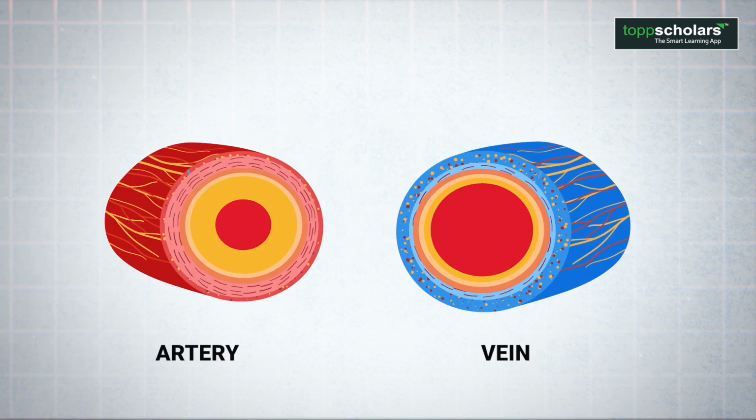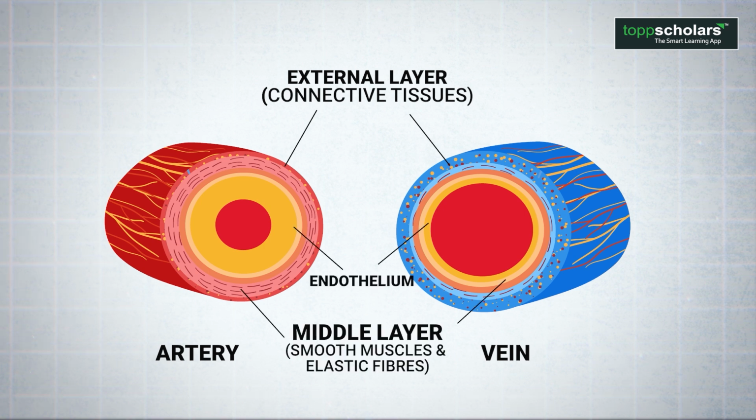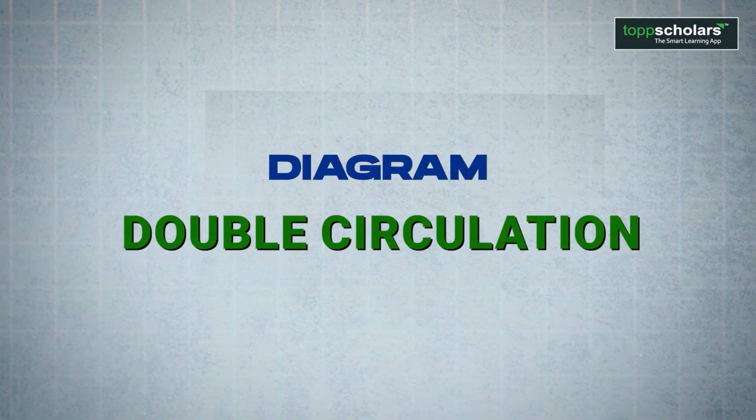As you can see in the picture, both have an external layer, a middle layer, and endothelium and lumen. External layer is made up of connective tissues and middle layer is made up of smooth muscles and elastic fibers. An artery carries blood away from the heart to any organs and they have thick muscular walls, a narrow lumen, whereas vein have thin muscular walls and a wider lumen. That's all about the structural difference between artery and vein. Next diagram is double circulation.